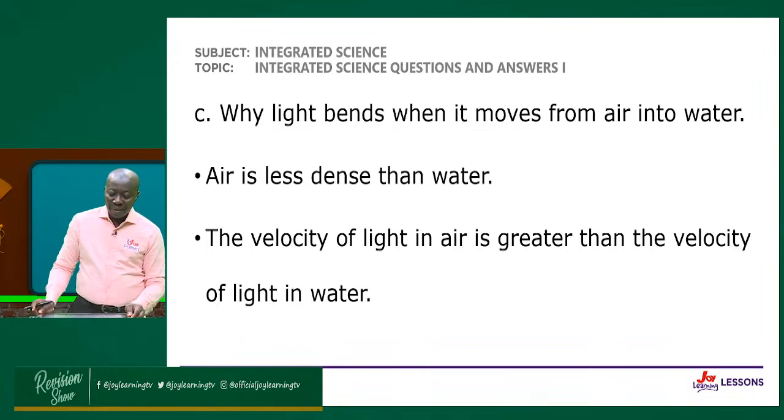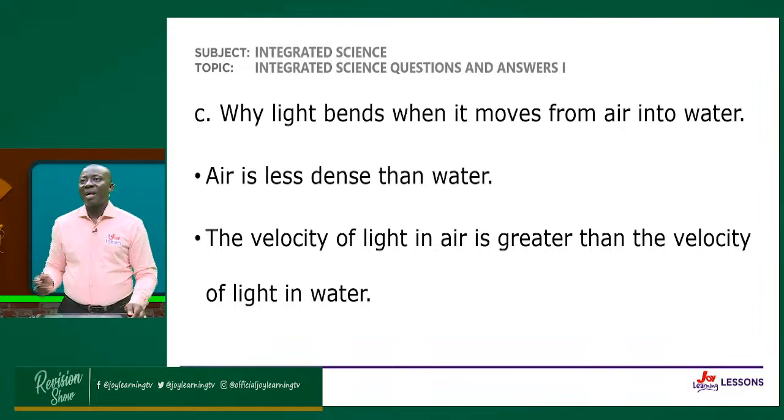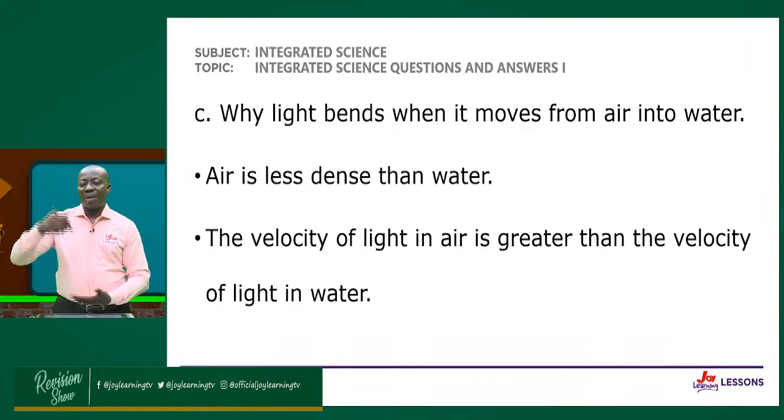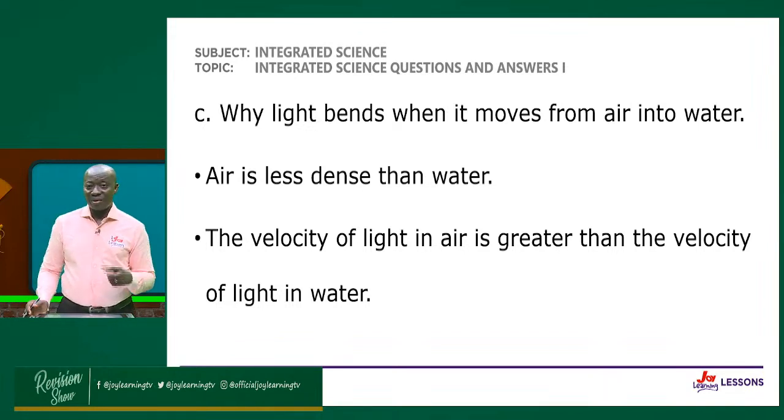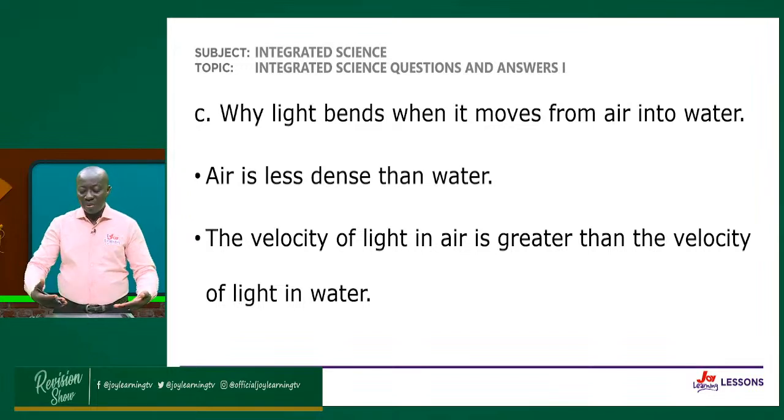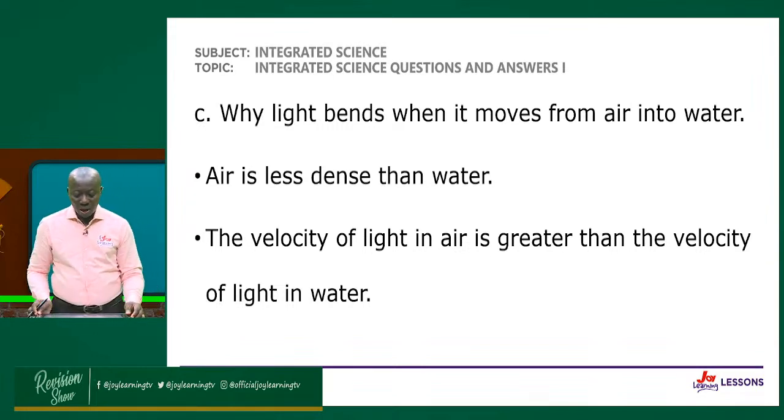Explain why light bends when it moves from air into water. If, for example, you put a coin in a cup and you look at it at a distance, it will look like the coin is closer to the surface than normal. In science we have what we call the real and apparent depth. Very deceptive, because the light bends and it brings the bottom closer, but in reality it's not like that. It's an optical illusion. So why does light bend when it moves from air into water?